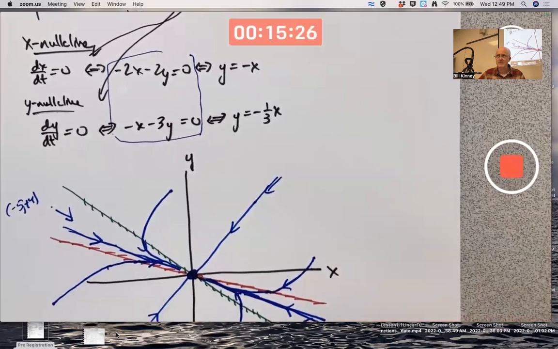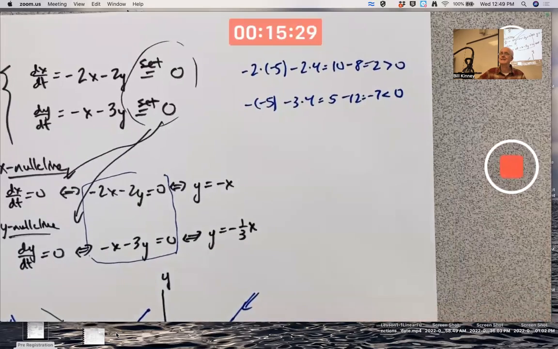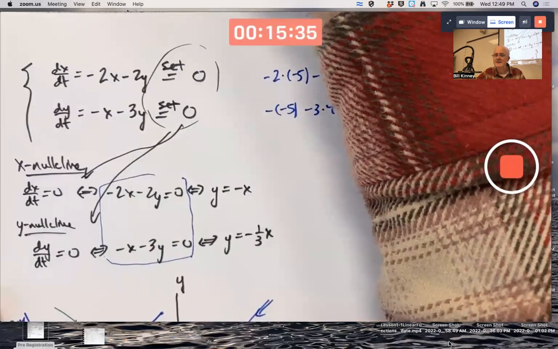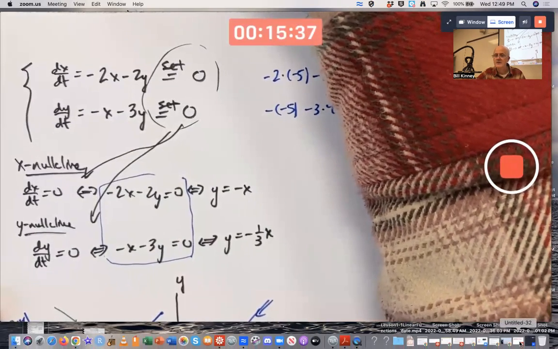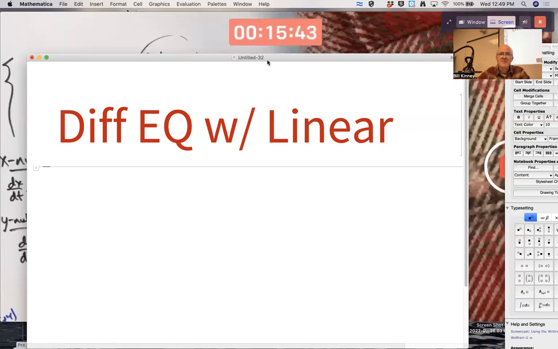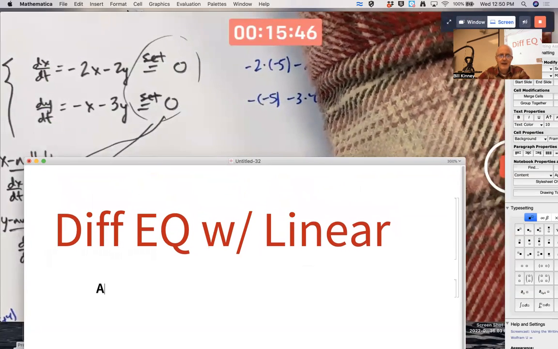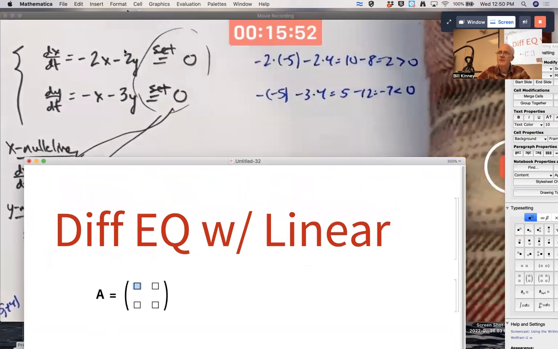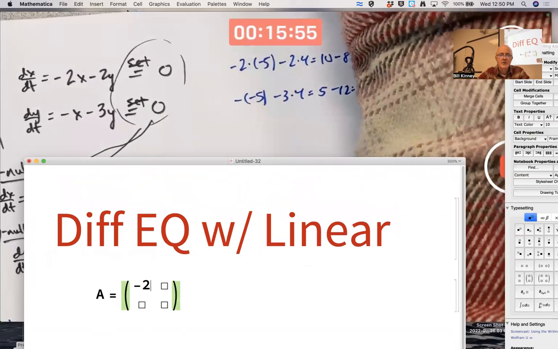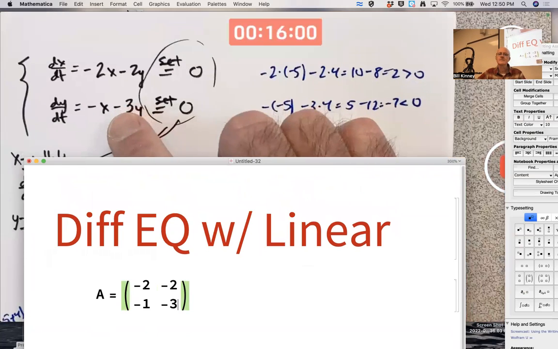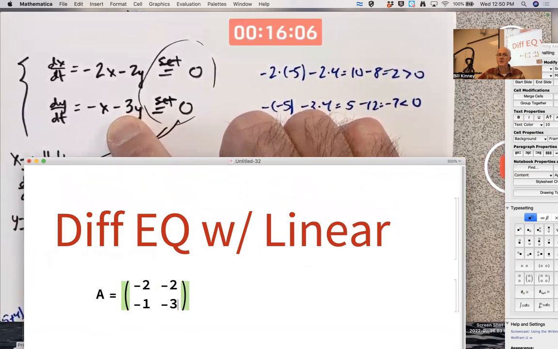Let me keep going with this example, and let's do some symbolic things, except we'll use technology, because we don't have the skills necessary to do it by hand yet. We will. Let me go ahead and enter this matrix, the coefficient matrix of the system, A. I'm looking at the coefficients of the right-hand side functions, -2, -2, -1, -3. That's the coefficient matrix for the system of linear differential equations.